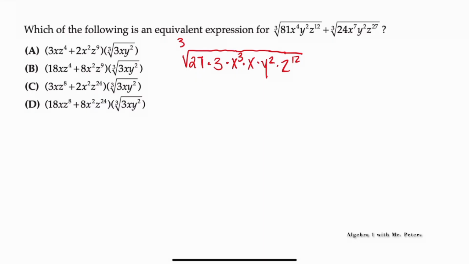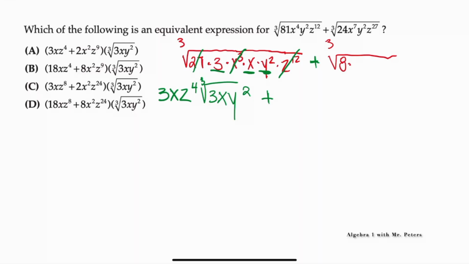So I'm going to simplify. 27 turns into its cube root, which is 3. 3 stays under the radical. x to the third comes out as x. Our single x stays under the radical. y squared stays under the radical. And z to the 12th now turns into z to the 4th power. And like I said, under the radical, we have the cube root of 3xy squared.